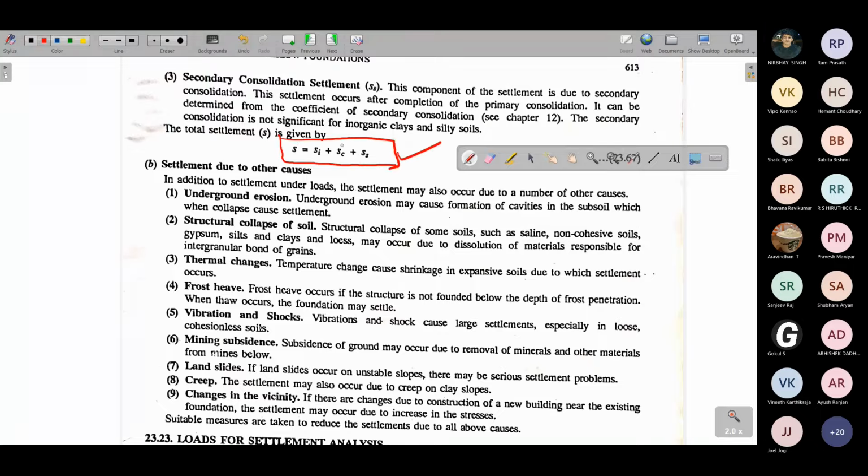Initial, and this consolidation is very important. The second one is very important, as I told. This consolidation settlement is very important for us.